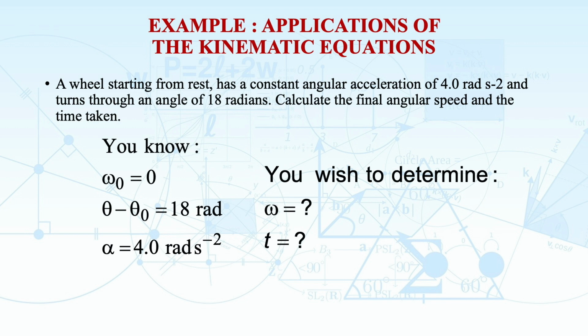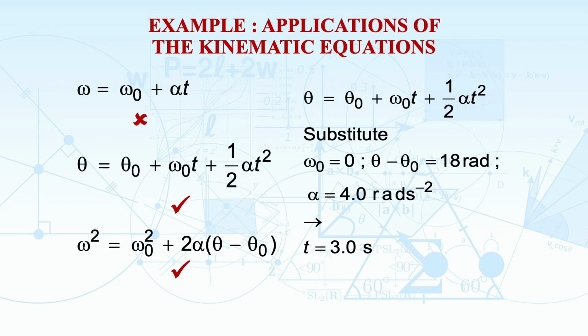What do you have to calculate? You have to calculate the angular speed after the wheel has turned through 18 radians, and you also have to find the time it takes to turn through 18 radians. How do you do that? On the left, I have written down the 3 kinematic equations that are available to you. And you have to pick one of these to calculate the first thing, and suppose that we want to calculate the time.